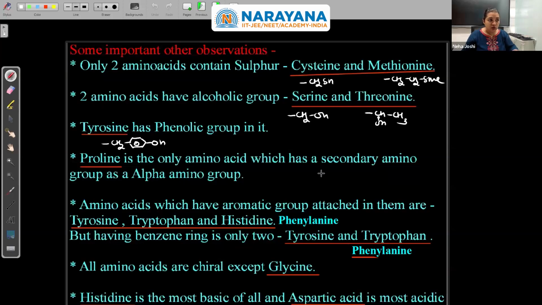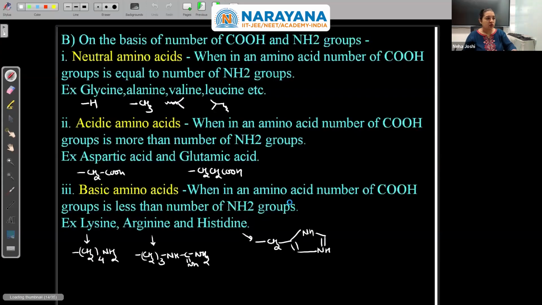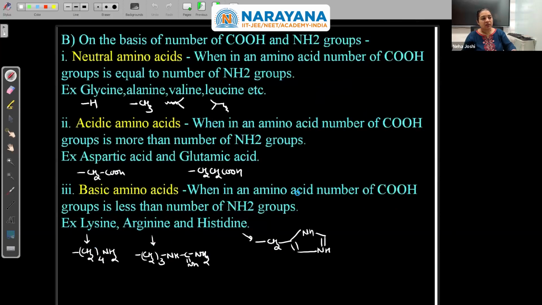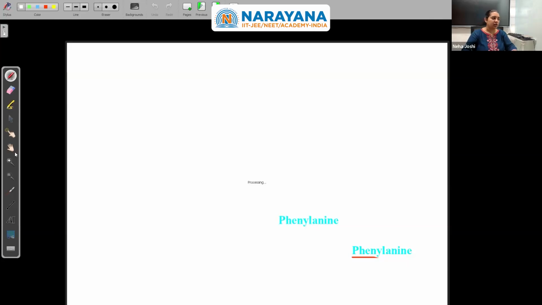Proline is the only amino acid which has a secondary amino group. Yes, I have told you that here we are writing not just NH but a secondary part. Let me check this structure also. See COOH, carbon, and then directly this 5-member ring, NH is there.